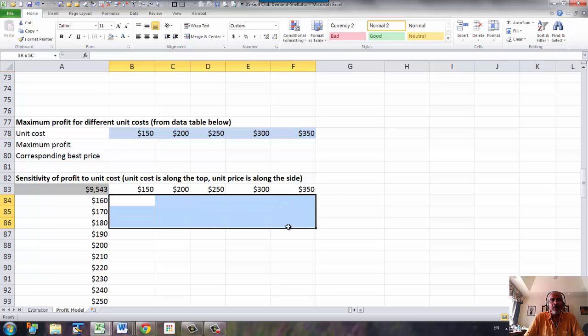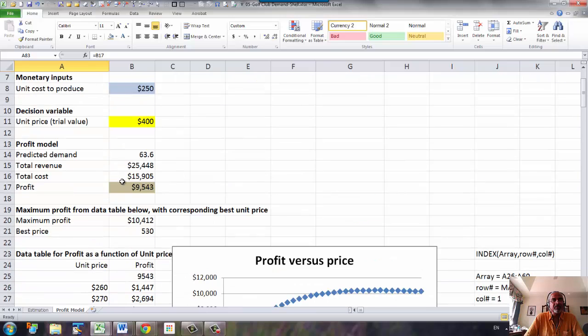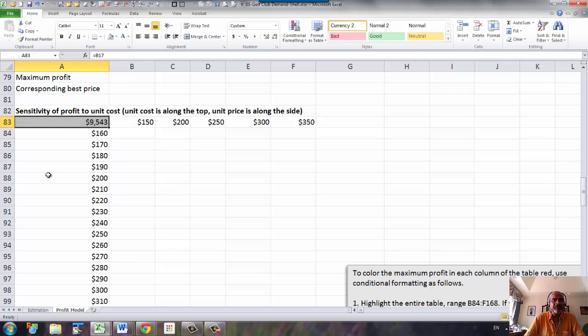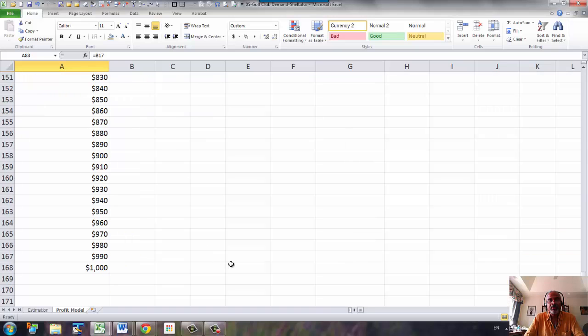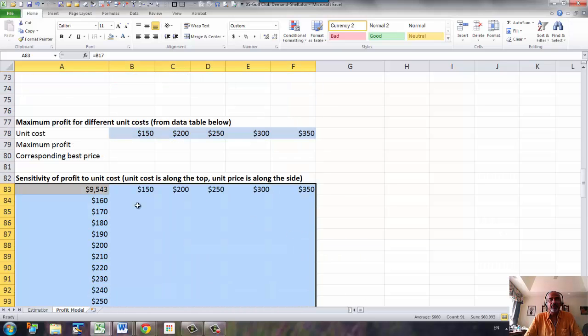So we have to set up a two-dimensional table for profit, and then we're going to look at the maximum profit and the corresponding best price, and we're going to do a plot. So first, this is the profit. Let's make sure that B17 is the profit, which is true. So we're going to now look at different selling prices and different unit costs, and we're going to do a two-dimensional table up to $1,000 of selling price and up to $350 in cost.